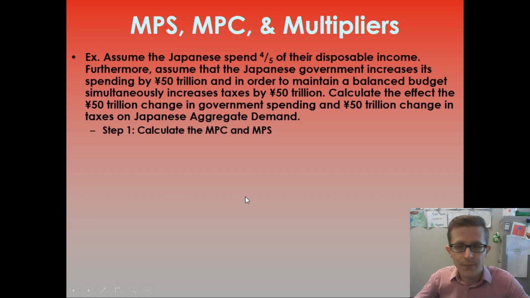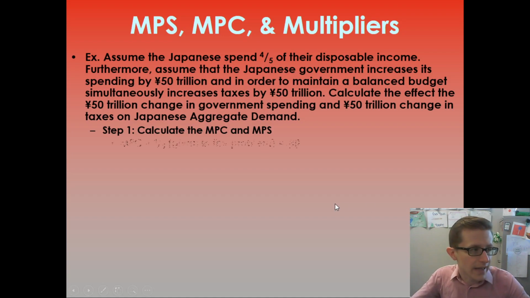So let's get back over here. So calculate the MPC and MPS. We know that the Japanese are spending 4/5 of their disposable income. So if you do 4 divided by 5, what does that give you? That's right, it gives you 0.8. So our MPC is 0.8, 1 minus 0.8 is 0.2, so our MPS then is 0.2.